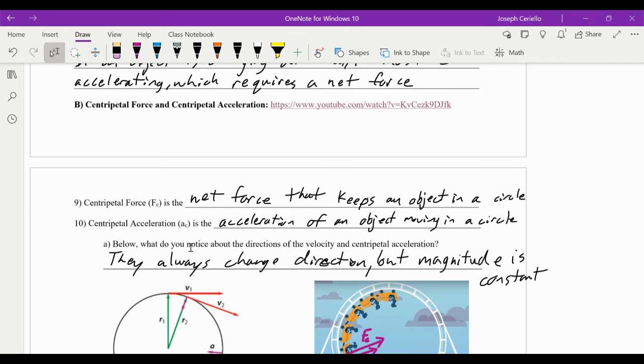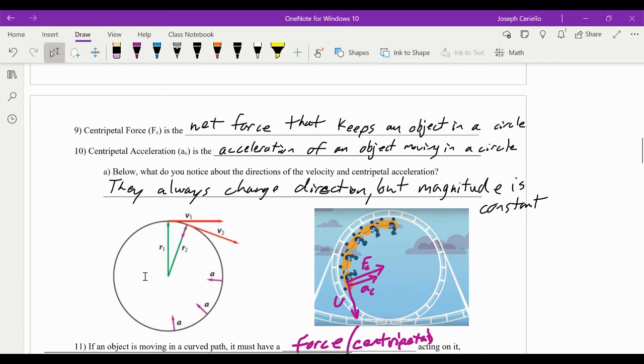Below, what do you notice about the directions of the velocity and the centripetal acceleration? Hopefully you notice in this picture here, the directions of the velocity and the centripetal acceleration are always changing. Velocity is tangent to the circle, acceleration is toward the middle, but the magnitudes of those numbers are constant.